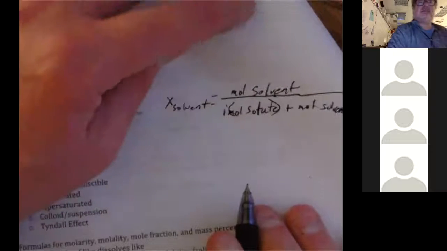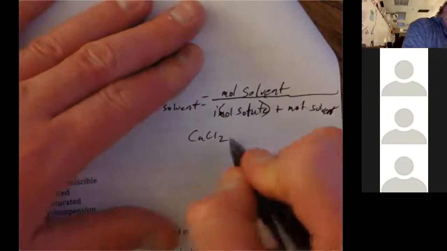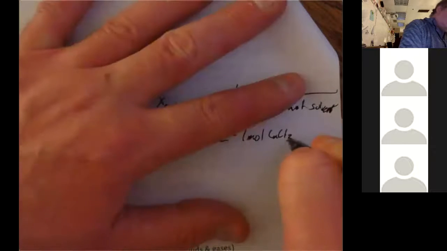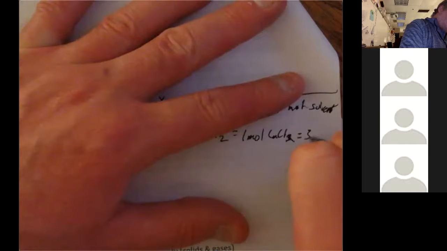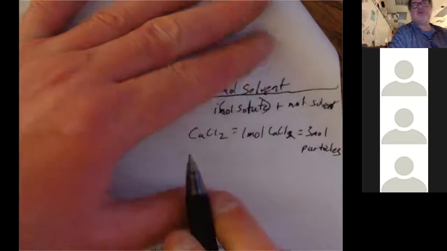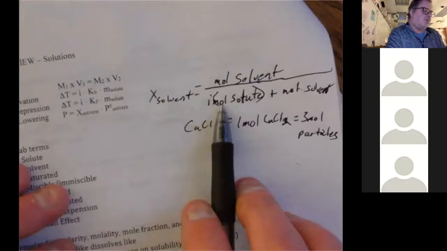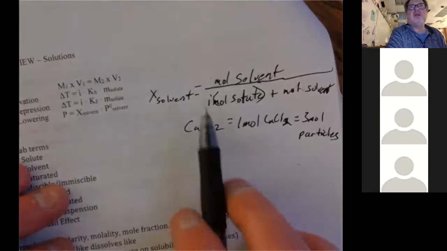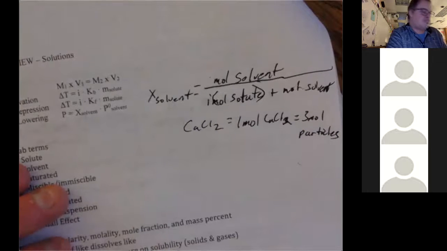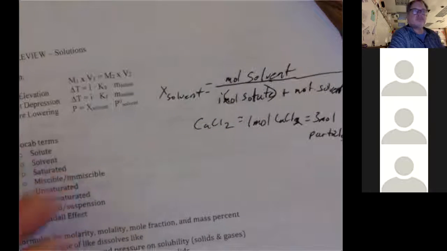The reason again for that is dissociation. For example, calcium chloride: for every 1 mole of calcium chloride, you have 3 moles of particles, because you have 1 mole of calcium and 2 moles of chloride. So if you have the moles of the solute, the moles of calcium chloride, you've got to multiply it by that 3 to get the moles total. Because that's what the mole fraction says. It's moles of solvent over total moles of particles.